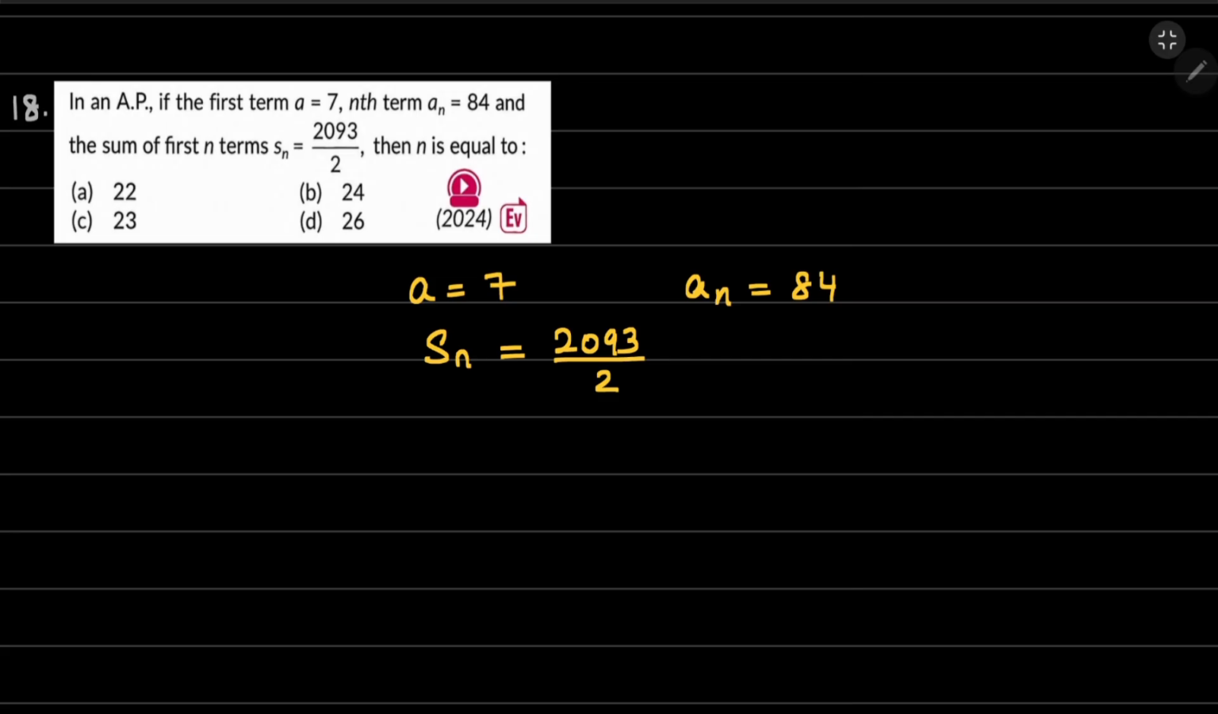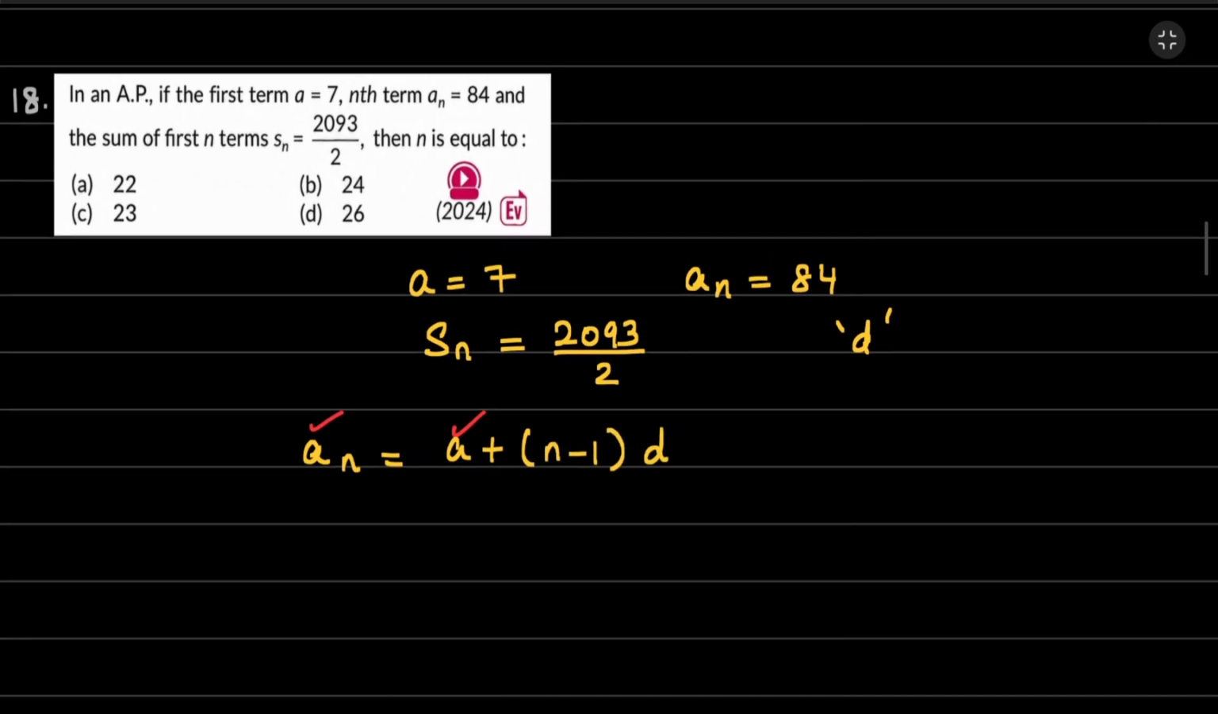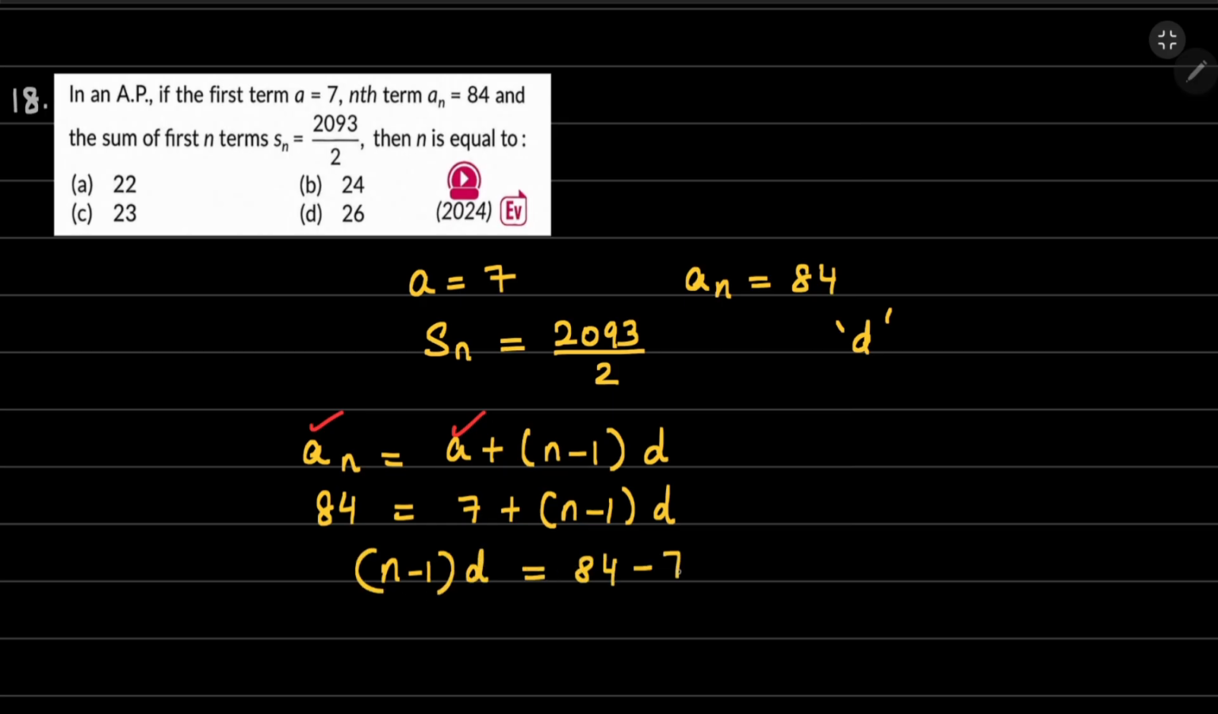How do we do this now? So there is a reason why they have given the nth term, right? Let D be the common difference of this AP. Let's use the nth term formula, which is A plus n minus 1 into D. The two things which are not known are D and n. An is equal to 84, so 84 is equal to 7 plus n minus 1 into D. What is n minus 1 into D then? This entire term will be equal to 84 minus 7, which is equal to 77. Let this be equation number 1.